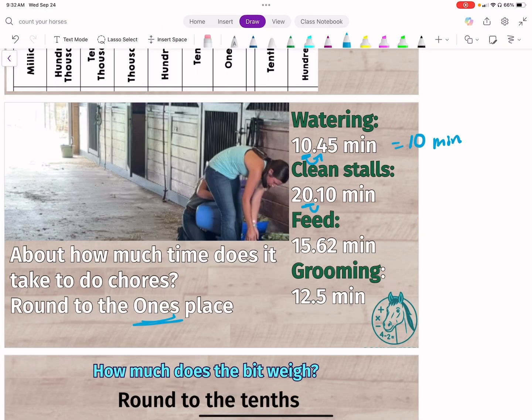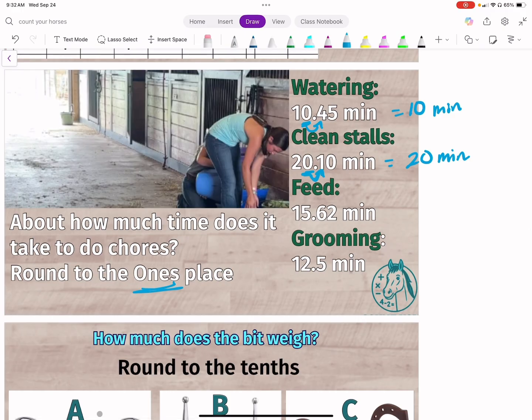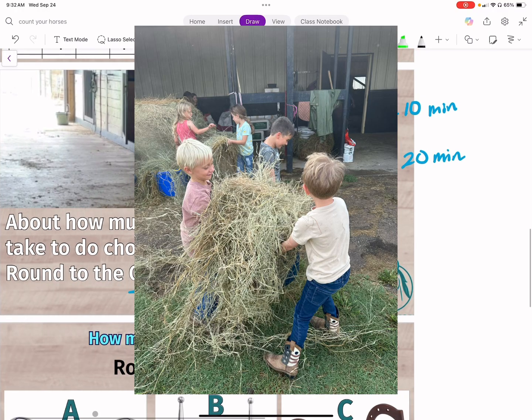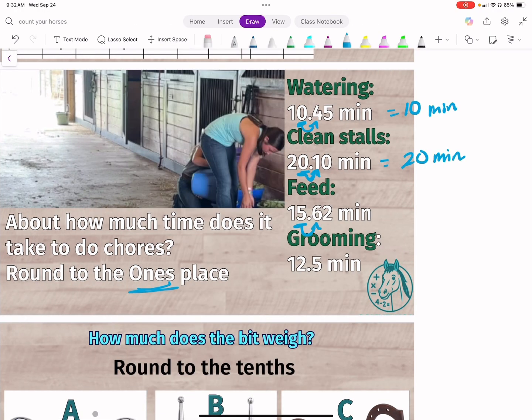Yep. If you said 20, you would be correct because we find the ones place. This is only one here, so it does not change the ones place. All right, now feeding. Go ahead, pause the video, take a chance at it. I hope you underline the 5. You look to the right, saw that that was a 6. 6 is big enough to change the 5 in the ones place. So that should be 16 minutes for feeding.